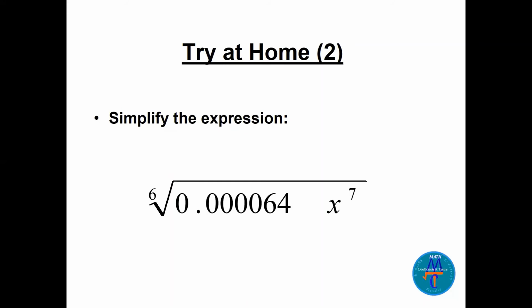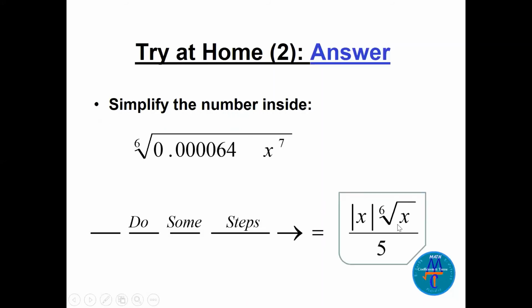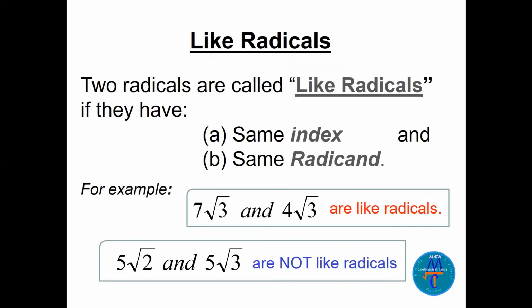Now, another try at home, number 2. Simplify the 6th root of 0.000064 times x to the power 7. I think the answer is there: absolute value of x, 6th root of x, over 5. If you need the detailed solution, you can go and see additional solved questions on radicals.